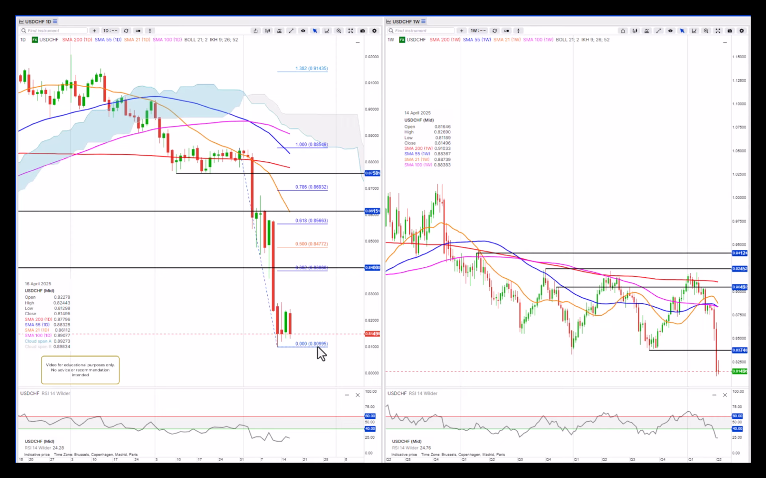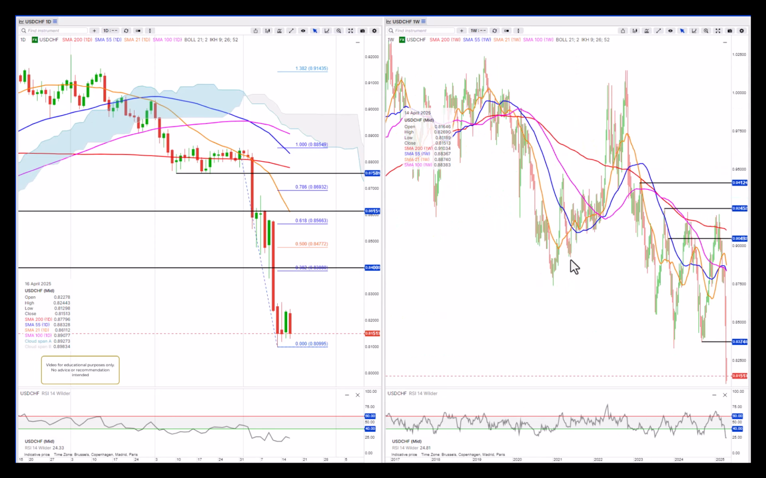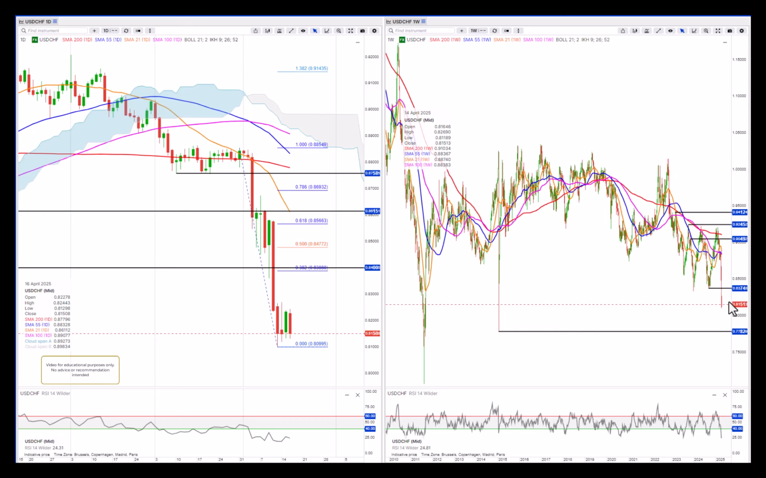Then we are back to... We are already back in this area here from 2015, but there's not really much stopping it until 77.80. But I don't think we'll push all the way down there, at least not short term. But we don't have any support levels until then, at least.